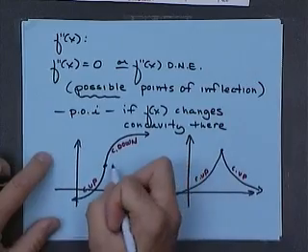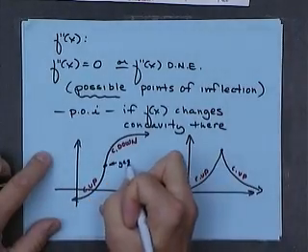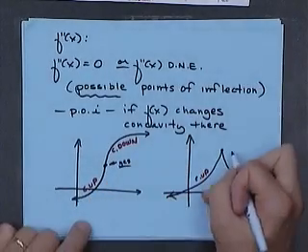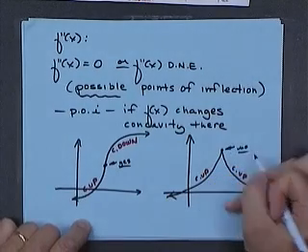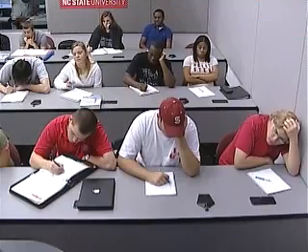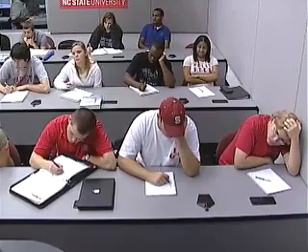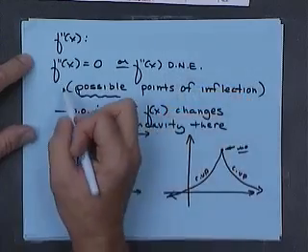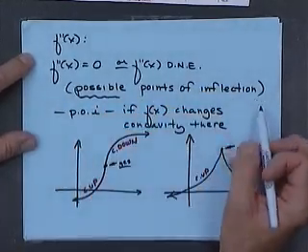So this one is, yes, it is a point of inflection. This one is no, not a point of inflection. So there can be a point of inflection whether it's equal to 0 or it doesn't exist? Yes. These are the two candidates that create possible points of inflection.